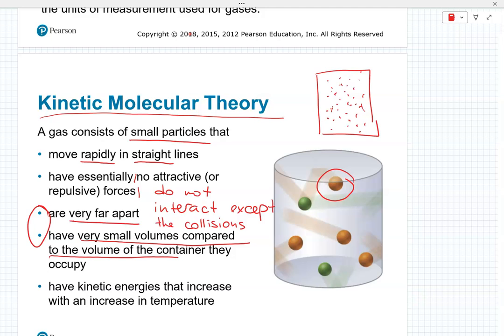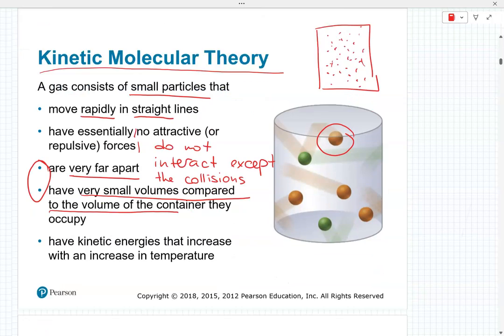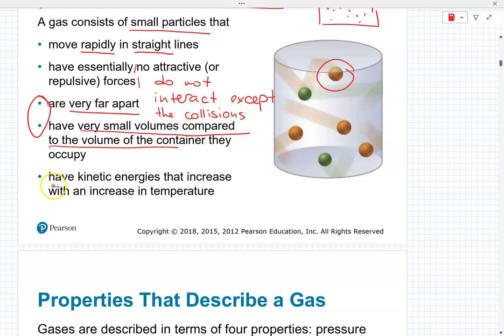Am I making sense? So gases in a very small volume under really high pressure, a lot of gas in a small volume, will not follow these rules. They will start deviating from them. Okay? That makes sense. And last but not least, the energy of movement of these molecules increases when the temperature increases. So they fly faster.